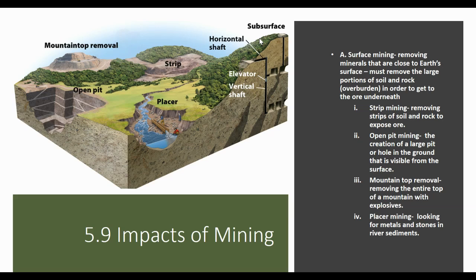Some examples of surface mining are things like strip mining. We can see that in the image over here. That's removing strips of soil as well as rock to then expose the ore. We have open pit mining, and that's the creation of a large pit or hole in the ground where the surface is going to be visible. Here we have mountaintop removal, so that's actually going to remove the entirety of the top of our mountain, usually using explosives. This can be an incredibly invasive procedure in order to obtain ores. The last example here is placer mining, looking for metals and stones in river sediments.